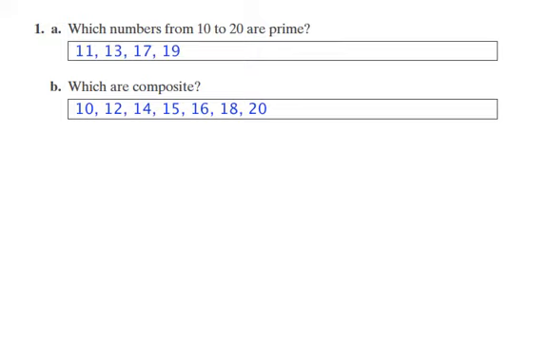The prime numbers are 11, 13, 17, and 19. The composite numbers are 10, 12, 14, 15, 16, 18, and 20.